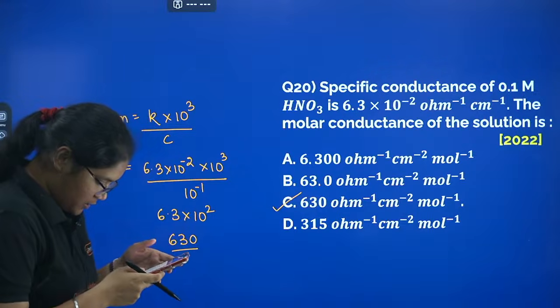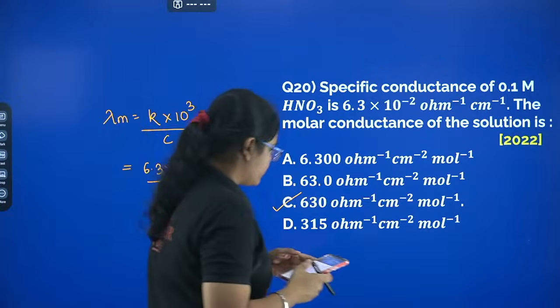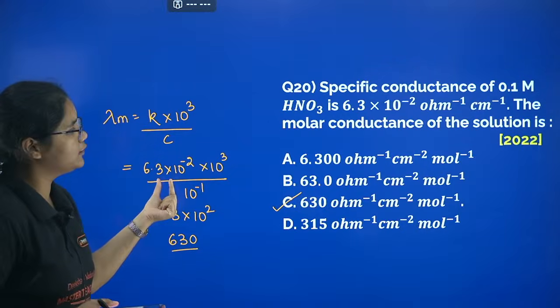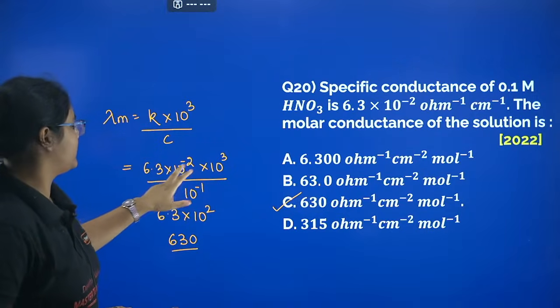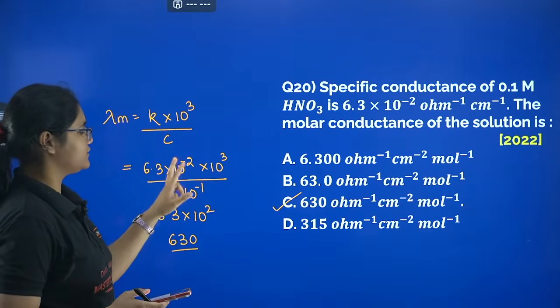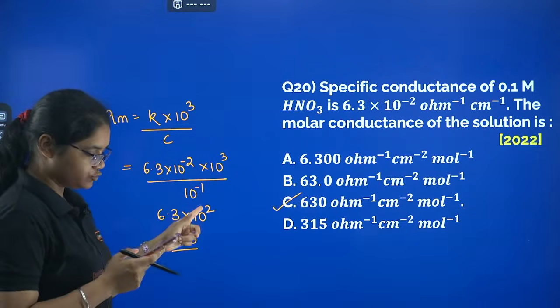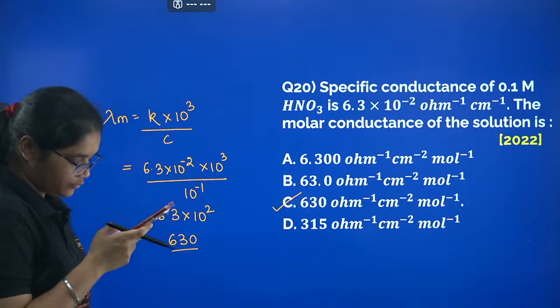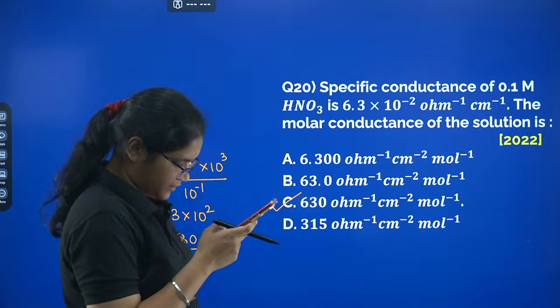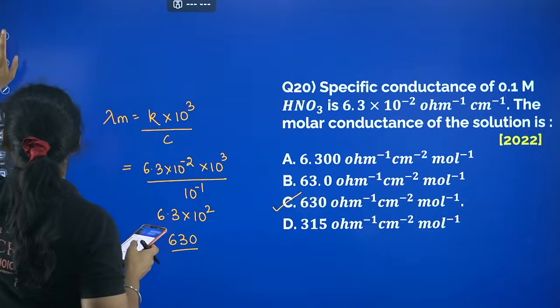20th one, A? No, Aishwarya, please check properly. 6.3 into 10 to the power of minus 2, kappa into 1000 by C. 3 minus 2 is 1 and this goes up, it is 2. So you will get 6.3 into 100, that is 630. Yes, yes, yes, Madhavi, Nagaraj, all of you are absolutely correct.